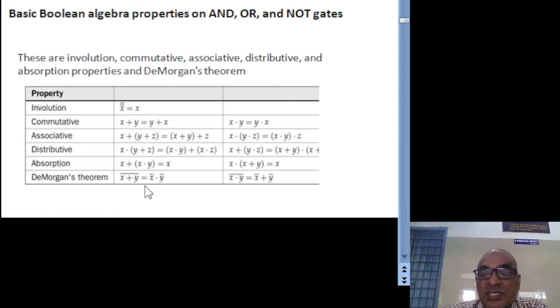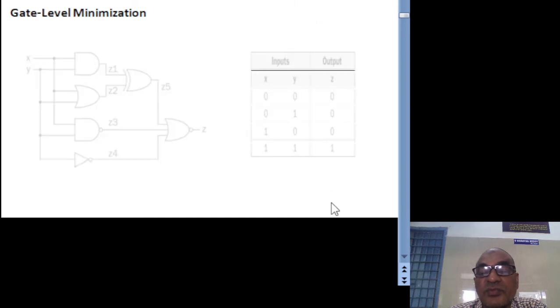These properties you already studied in DELD. Once again I represented here the different properties like involution, commutative, associative, distributive, and the absorption property also we have seen, and in addition to those properties De Morgan's theorem also we verified.